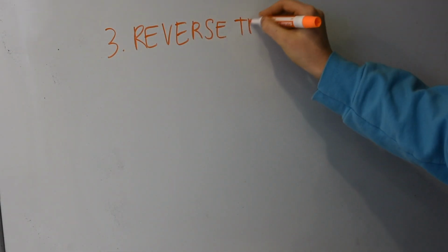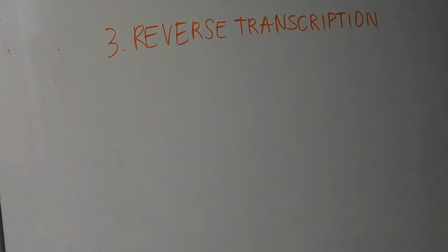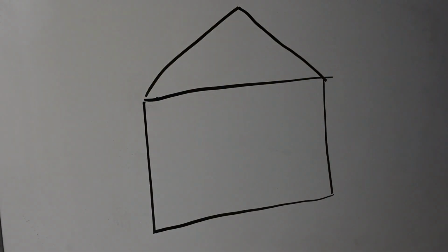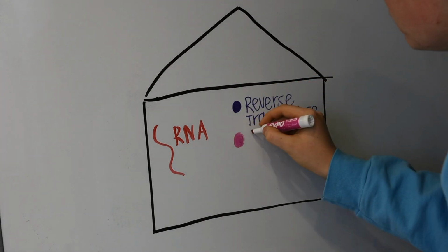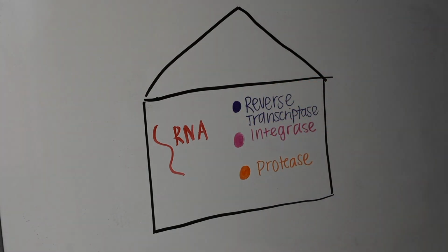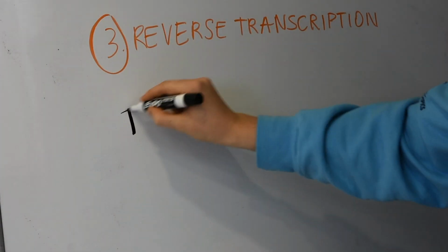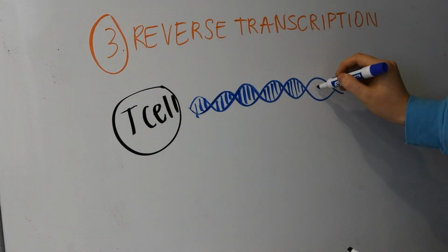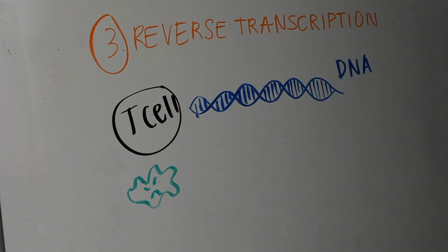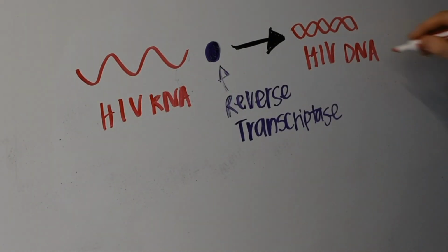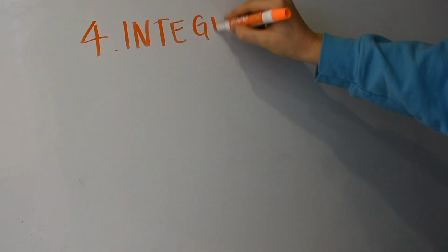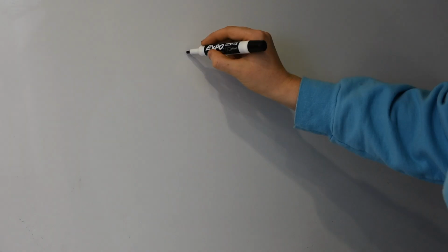After it is inside the cell, the third step begins, which is known as reverse transcription. Within this step, one of the 3 enzymes that the so-called envelope embedded into the HIV virus is used: reverse transcriptase. The cell contains DNA, which is double-stranded, and the virus contains RNA, which is single-stranded. The reverse transcriptase is used to turn the HIV RNA into HIV DNA. After it is formed, the 4th step, known as integration, begins.